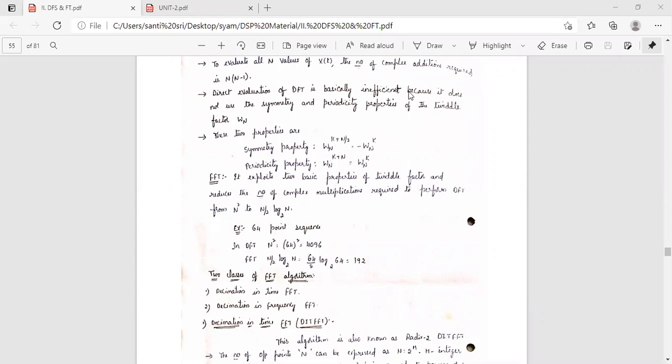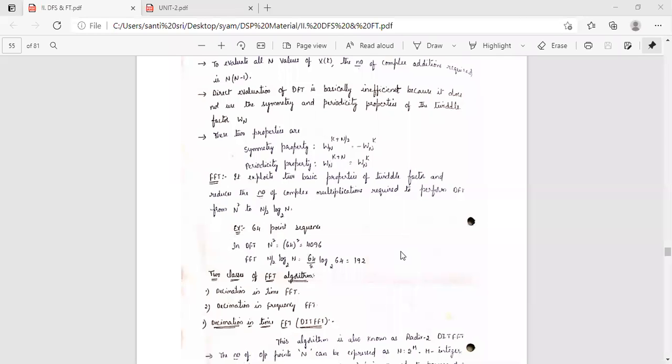Right. Next. So this is the advantage of FFT. Here the number of computations will be reduced when compared with the direct evaluation of DFT. See this example. A 64 point sequence is there. In DFT it is N squared, that is 64 squared, whereas in FFT it is N by 2 log N to the base 2, that is 192.